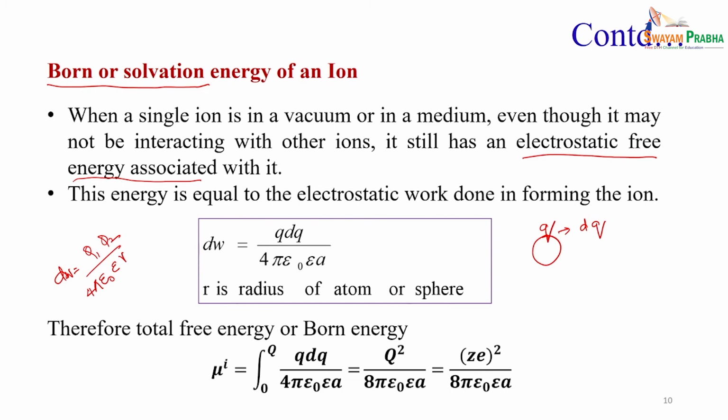And if you want to integrate it, you can calculate the total free energy by integrating from 0 to q. This is a very simple integration. So, we will end up with q square upon 2, so we will have q square upon 8 pi epsilon naught epsilon a, and q, as we discussed, you can write as q is equal to z into e. So, it is (z e) square upon 8 pi epsilon naught epsilon a. So, this is the total free energy or the bond energy of a single ion.